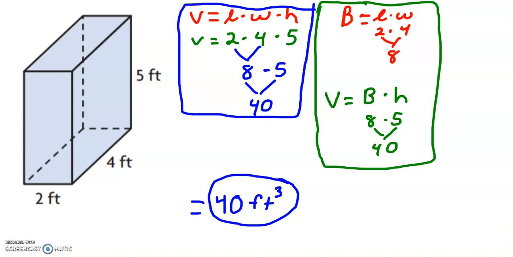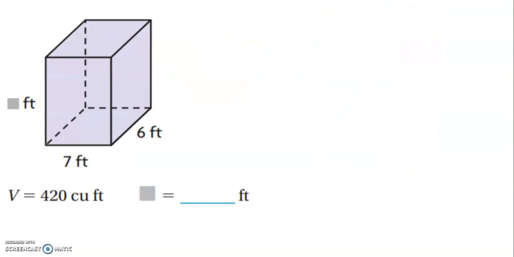Now that I have that in there, let's look at another problem. In this problem, I'm only using volume equals length times width times height. I'm more familiar with that. I have my length and my width, and I need to find out what my height is. Since I know what the volume is, I know that I'm finding this missing piece.